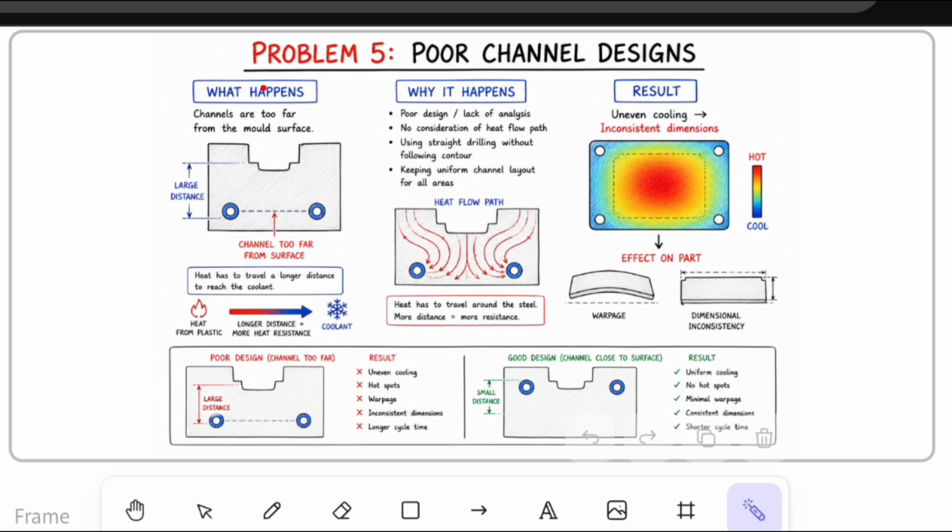Problem number 5 is poor cooling channel design. Sometimes the cooling channels are placed too far away from the mold cavity. Heat then has to travel a much longer distance before reaching the coolant. Some areas cool quickly while others remain hot. The result is uneven cooling, longer cycle times, and inconsistent part dimensions. Good cooling starts with good mold design, not just a powerful temperature controller.